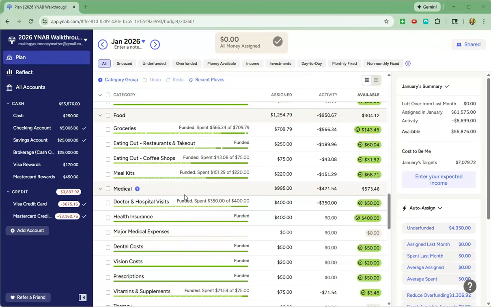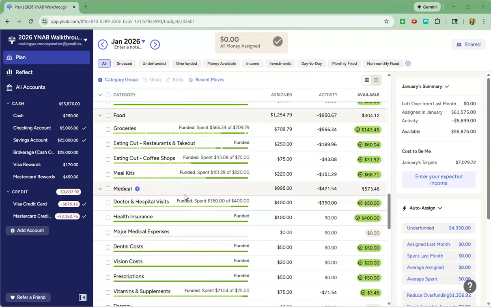In addition to groceries and eating out, I do separate my eating out into restaurants and takeout and coffee shops, which is generally more business or work related. I have a meal kit subscription. I get that every other week when my kids are at my house, and they demand to be fed dinner every single night. My medical category group is higher than I would like, but such is life, I guess.